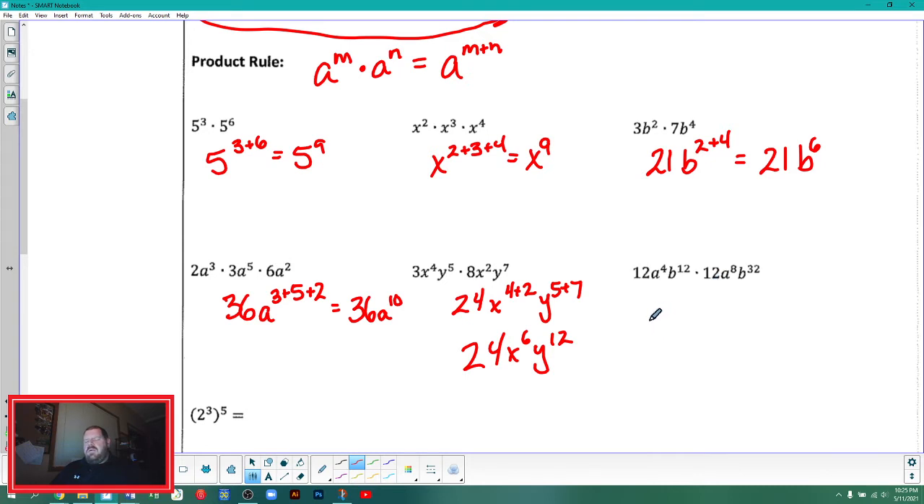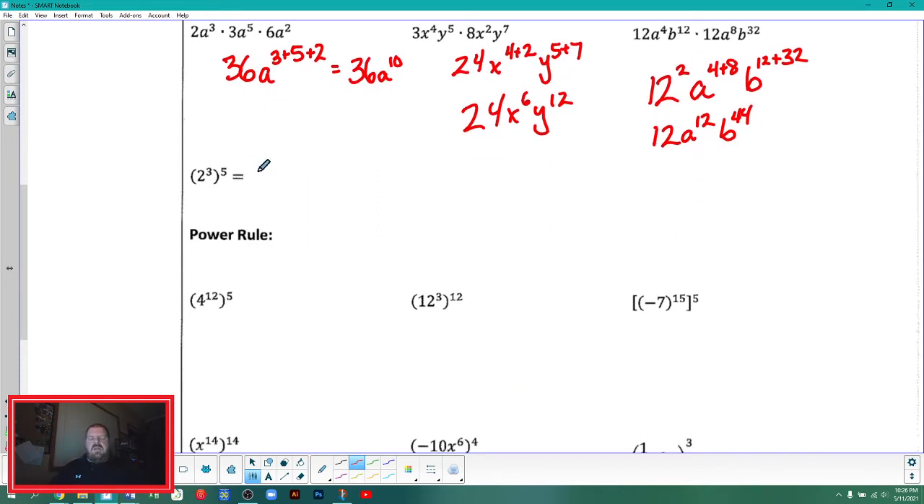Last one, I do have two 12's there. I can go ahead and call that 12 squared, because 12 to the 1st plus 1st, two 12's. A to the 4 plus 8, b to the 12 plus 32. I do not have to write out 32 b's after writing 12 b's. That's a good thing. There is a quicker way. I have a to the 12th and b to the 44th. Thank goodness I didn't have to write all those on that one problem.